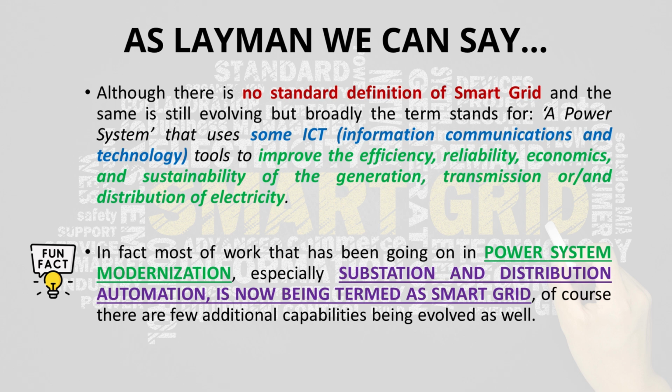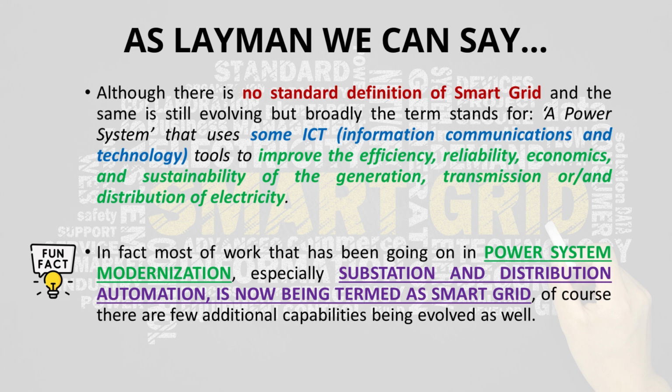It's the absolute core. And it applies across the board: generation, transmission, distribution. Now, here's a really important clarification. In fact, most of the work that's already been happening for years in power system modernization, things like substation automation and distribution automation, that's now largely being folded under the umbrella term smart grid. Ah, so it's not all brand new. Not entirely. Of course, there are new capabilities being added, especially around that deep ICT integration, two-way communication, and consumer interaction. But a lot of it is an acceleration and enhancement of ongoing modernization efforts, just rebranded and supercharged with digital tech. That's a really useful perspective.